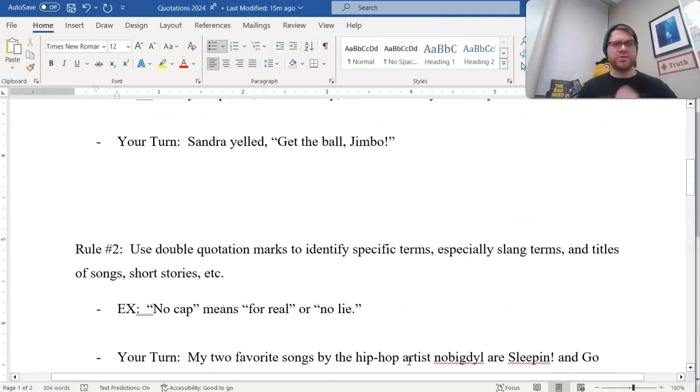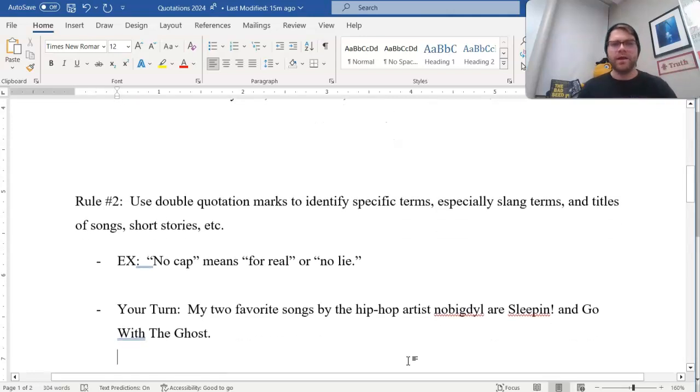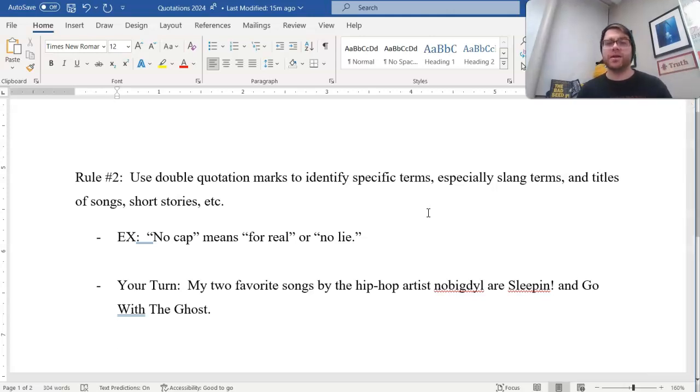Scooching forward, there are two smaller rules that we want to cover today as well. Rule number 2 is one that you might see a little bit this year. Rule number 3 is a bonus that I want you to be aware of. So, rule number 2, when do we use double quotation marks around single words or phrases? This would be for identifying specific terms, could be dictionary definitions or a word you're trying to define. It could be a slang term that you are trying to explain in writing.